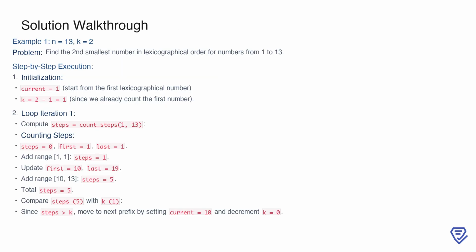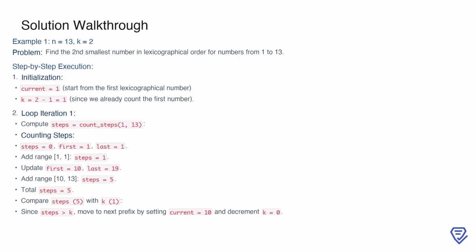In this example, we are tasked with finding the second smallest number in lexicographical order for numbers ranging from 1 to 13. To solve this, we start by initializing current to 1, as this is the smallest lexicographical number. Since we are looking for the second smallest number, we adjust k to 1 by subtracting 1, as the first number is already counted. Next, we calculate the number of lexicographical steps from the current prefix using the count_steps function.